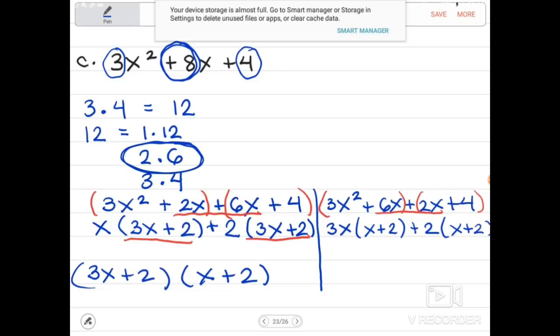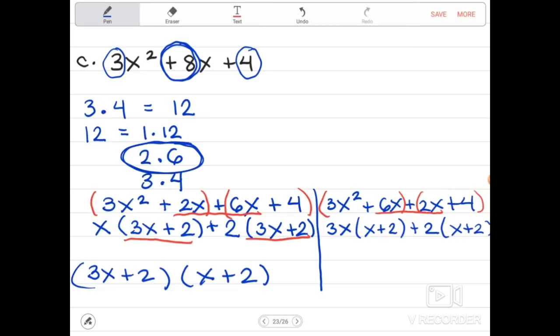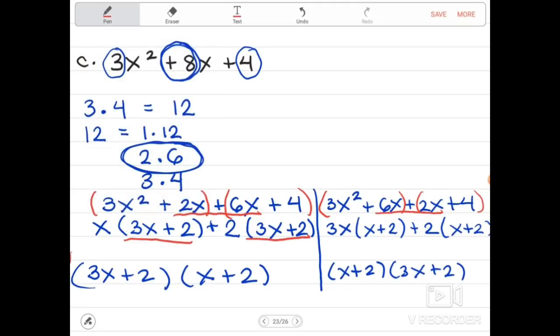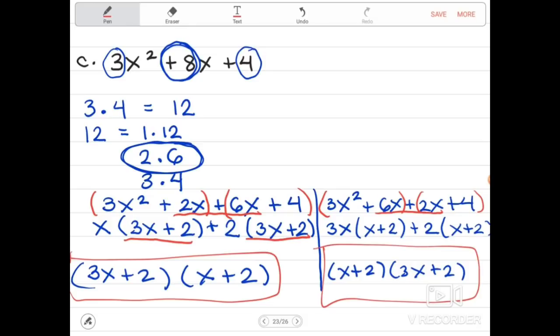Ayan. No? Tapos, ano yung common sa kanila? Ang common sa kanila is x plus 2. Ilabas natin. So, x plus 2. Ano ang natira? That is 3x plus 2. So, kung pagmamasdan nyo, parehas lang. Kahit mabaliktad man yan, at the end, you will be having the same answer. So, ganun lang yung technique kapag may constant sa unahan.